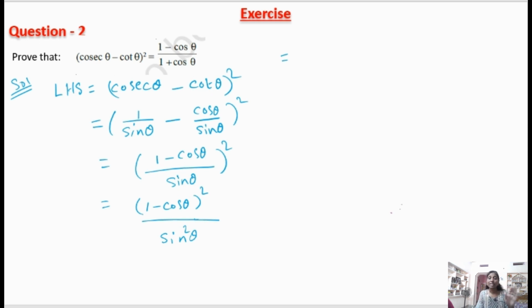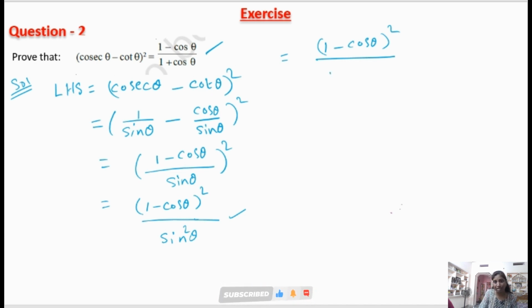Now we want cos theta in numerator also and cos theta in denominator also. But here we have cos theta in numerator only. In denominator cos theta is not there. But we should try to get it. How? See, 1 minus cos theta whole square by. Now you recall that first identity, sine square theta can be written as 1 minus cos square theta.